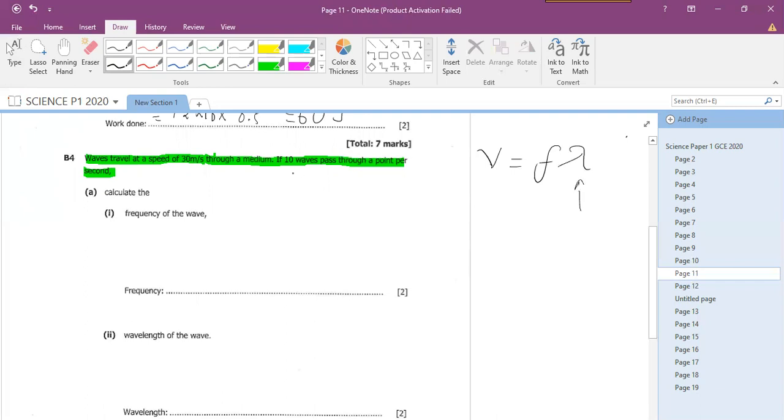If you look at this question, they are saying 10 waves pass through a point per second. 10 waves per second. By definition, and I hope I'm right here, this word here, frequency.